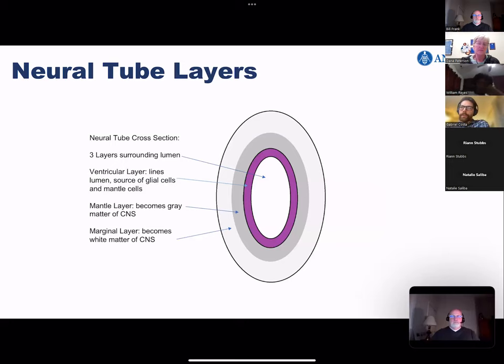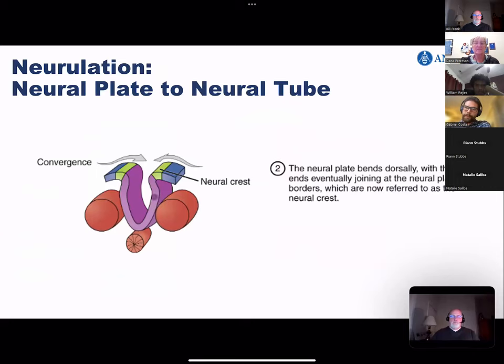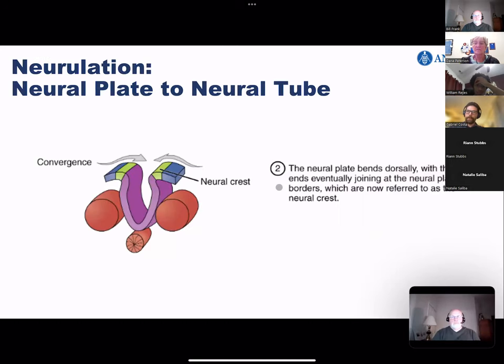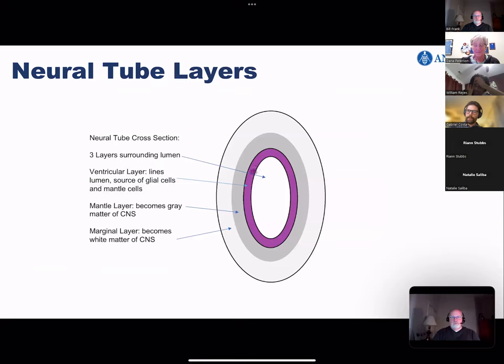To briefly take a look now, if we pop back up here, we'll see that this is in the process of forming a tube. We've talked about the convergence that happens above it, and now here are the layers of that neural tube. You've got the lumen, which is formed, if you don't mind me jumping back and forth a little bit, and as it's pinching off, it has the same contents as the amniotic cavity. It's then surrounded by the ventricular layer, which is where we see those glial cells we talked about for the central nervous system, where my colleagues Zach and Natalie talked about earlier in this session.